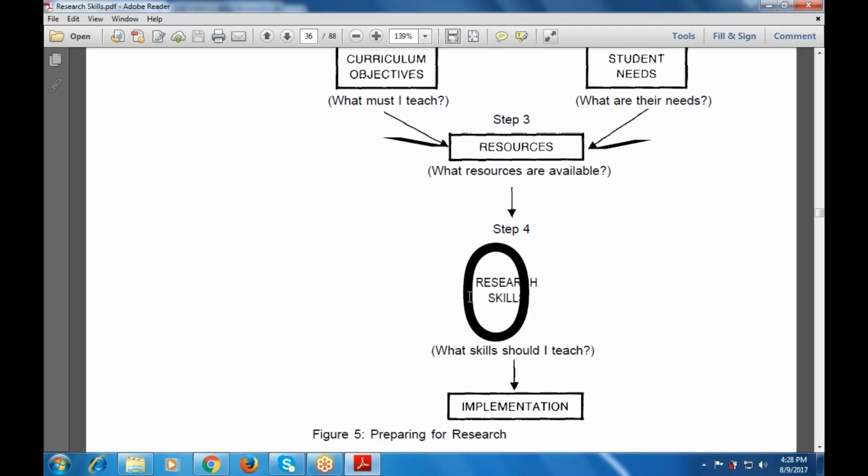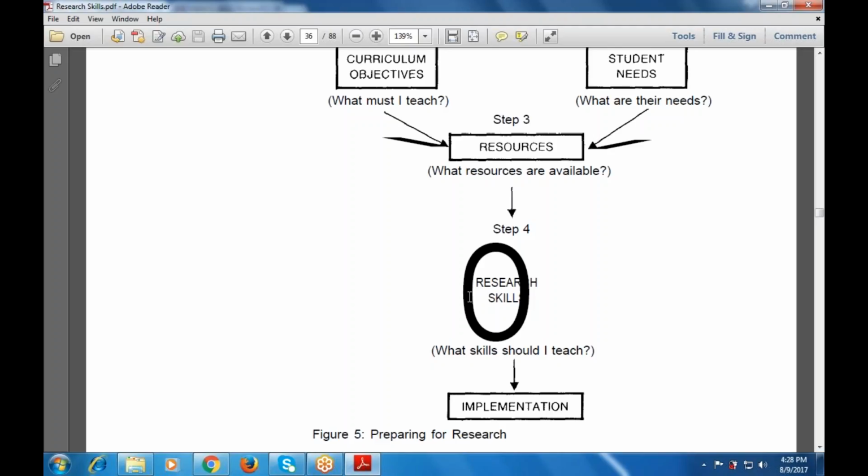So whatever the need of the customer, whatever the curriculum objective, that is from a teacher's point of view. But not: what must I teach? What is the main curriculum? What are the needs of the students? What are the resources that are available?